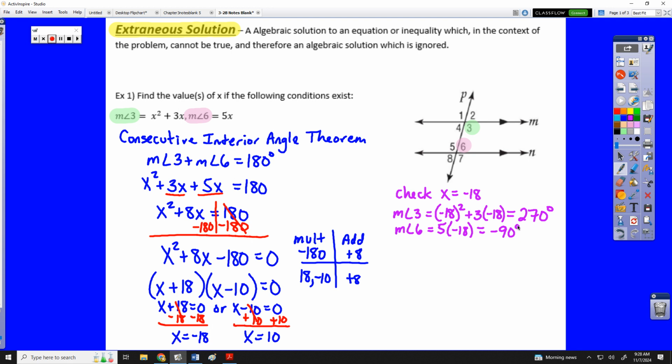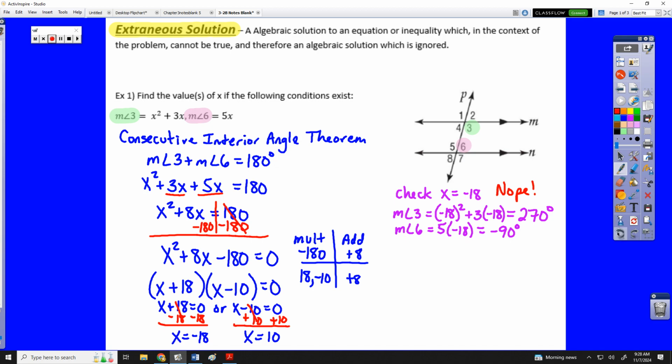Now there are two things wrong with that. Angle 3 is too big. An angle cannot be greater than 180 degrees in this picture. And angle 6 is negative, which is also not possible in this picture. So we would say to ourselves, those definitely aren't going to work. Now notice that algebraically they work fine. 270 plus negative 90 is 180, so that does satisfy the equation up here.